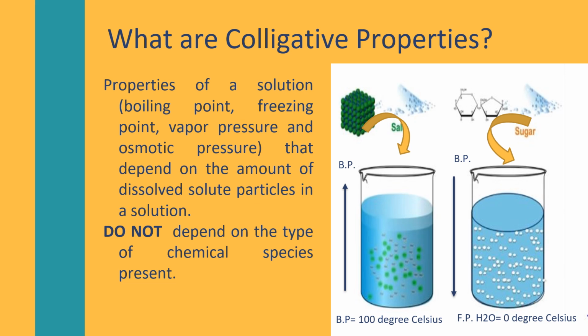And in this little video, we're going to focus our attention on the boiling point and the freezing point. But understand that colligative properties are the properties of a solution, such as vapor pressure and osmotic pressure, that depend on the amount of dissolved solute particles in the solution. So let's take a look at a couple of examples here.